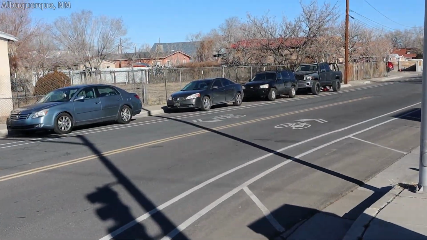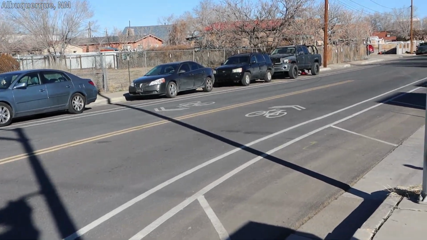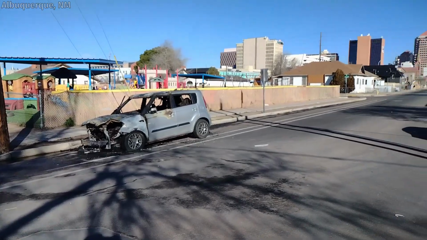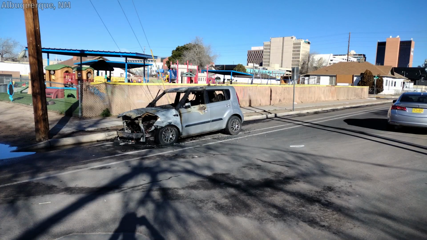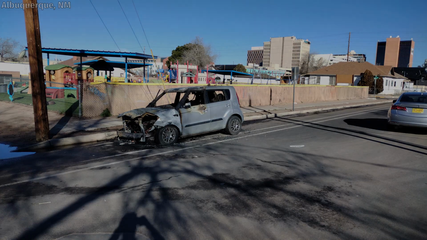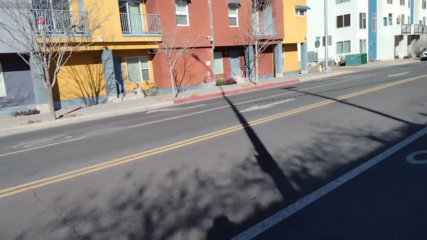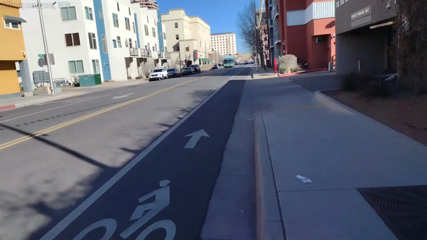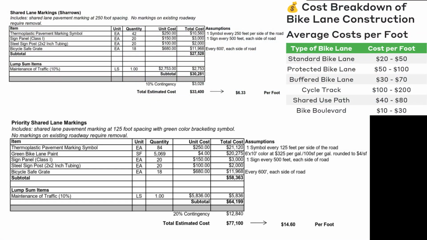There's a good example of Sharrows on 3rd Street in downtown Albuquerque. While I was filming, I saw a car that was destroyed because somebody had burned the inside. We can do better than this. Here's an example of a Class 3 bike lane going one way and a Class 2 bike lane going the other. Painting Sharrows is incredibly cheap, at only $10 to $30 per linear foot.